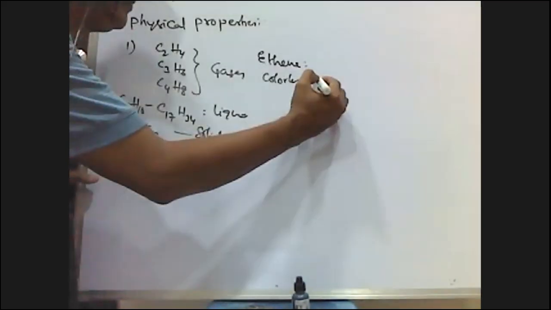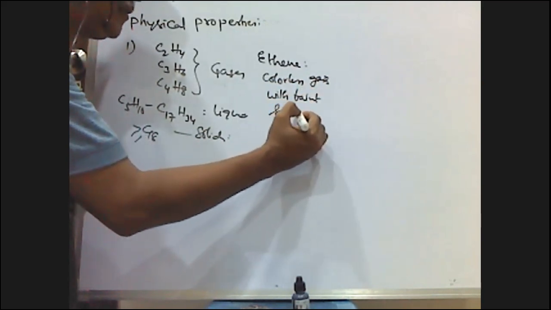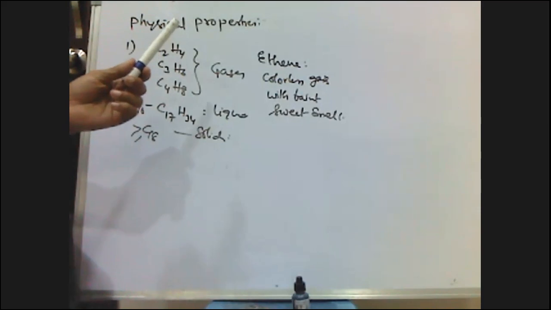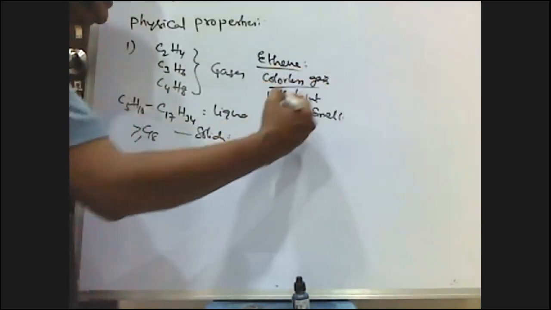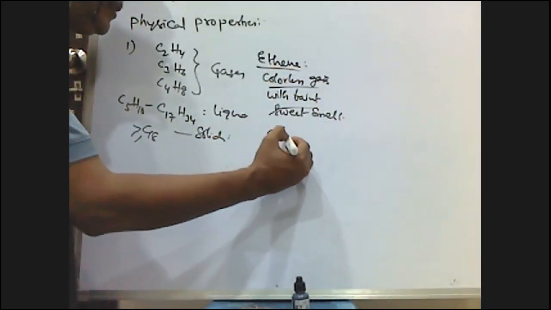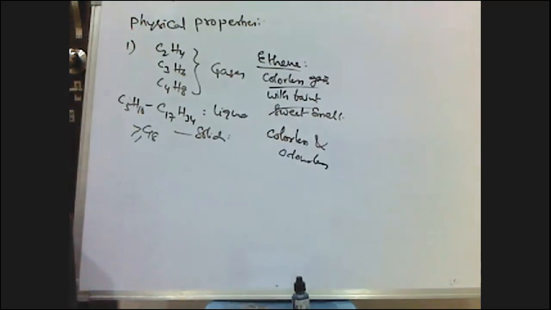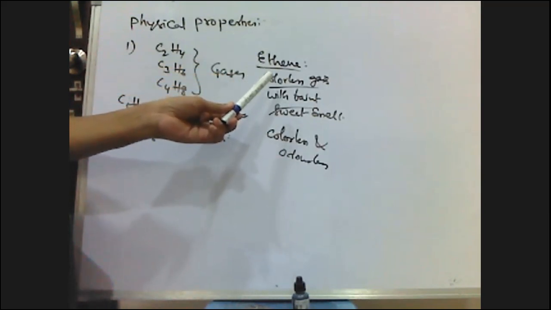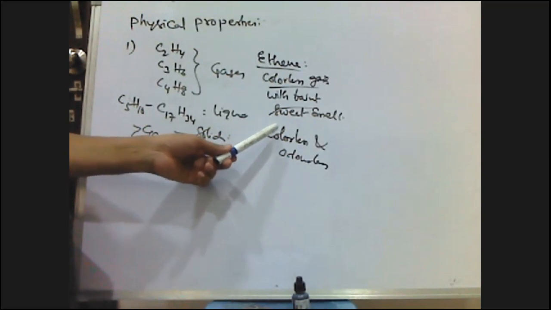Among these, ethene is a colorless gas with a faint sweet smell, whereas all other alkenes, that is propene onwards, are colorless and odorless.